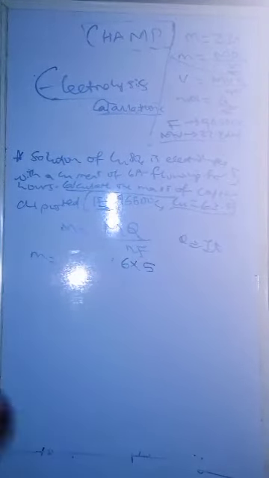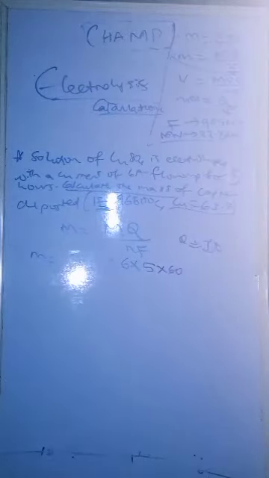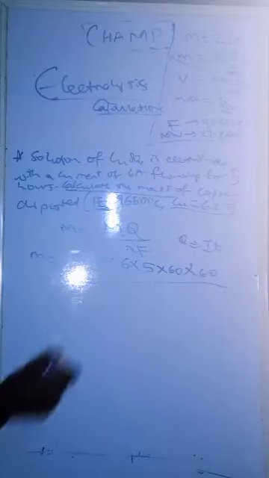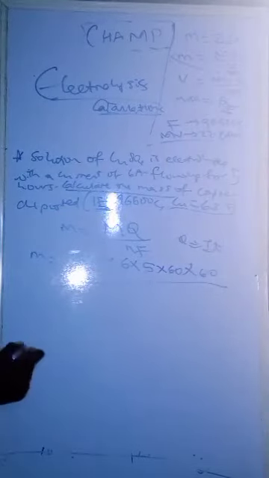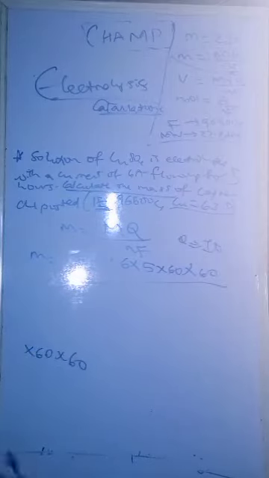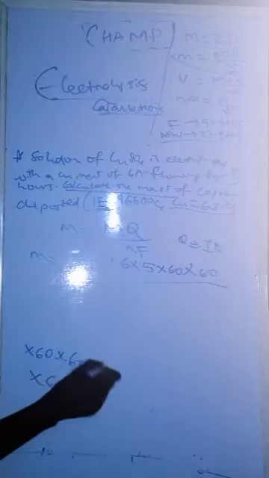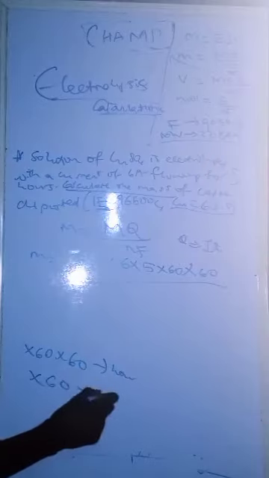So let's go now. Mass is equal to your molar mass, 63.5, times your Q. I told you that Q is equal to IT, so times I, which is 6 ampere, times time, which is 5 hours. You convert 5 hours to seconds: times 60 makes it minutes, then times another 60 makes it seconds. Anytime you are given a time in hours, it will be times 60 times 60. If you are given a time in minutes, it will be times 60. This is for hours, this is for minutes.